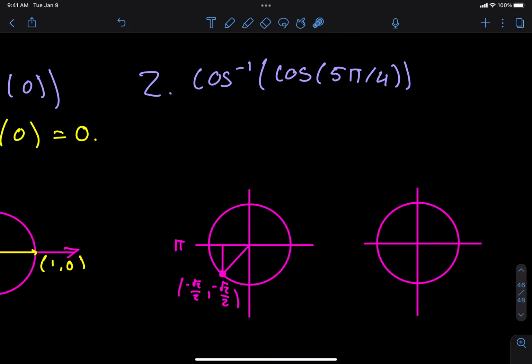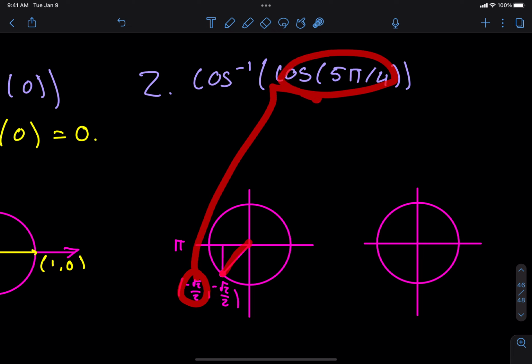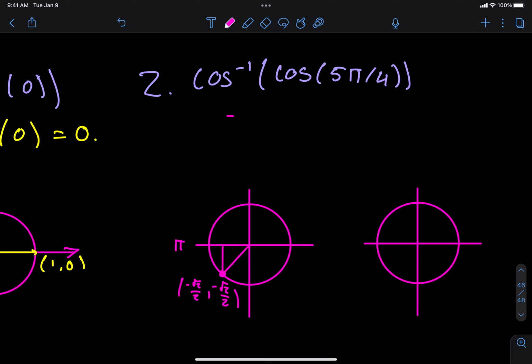So what is the cosine's job? It says, you give me an angle, I'll give you the x-coordinate of the point on the unit circle which that angle points towards. This angle points down here. The x-coordinate of this point is negative square root 2 over 2, so that's what this number is. So we can rewrite this as cosine inverse of negative square root 2 over 2.